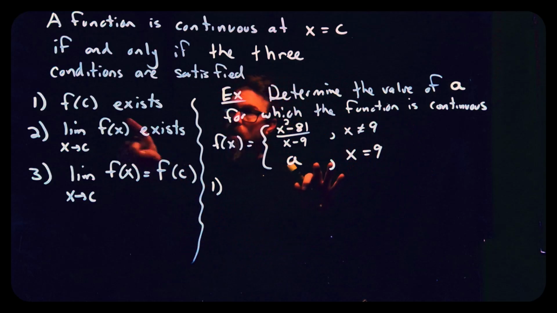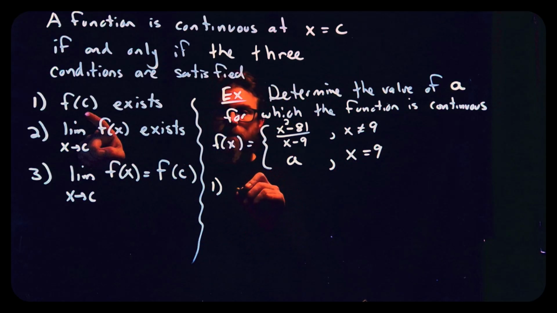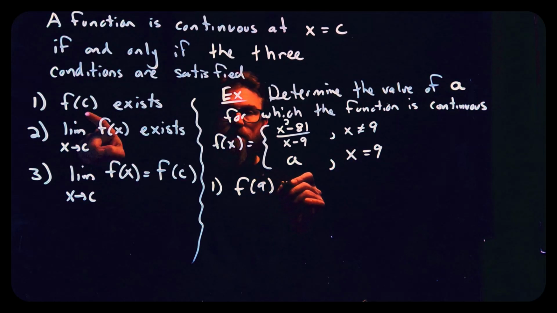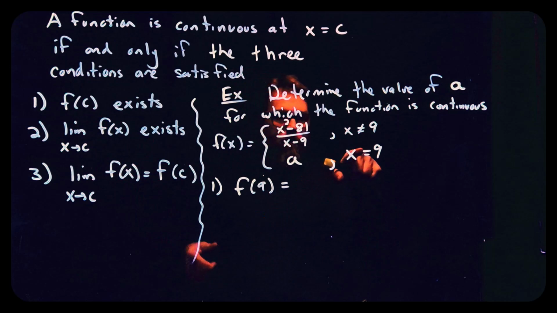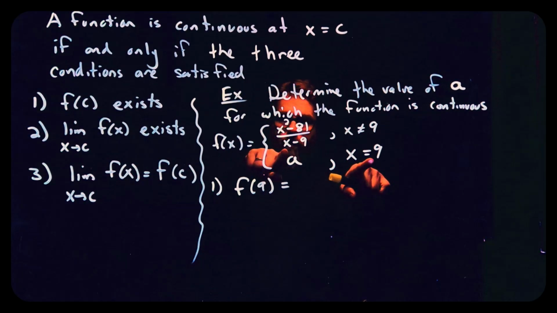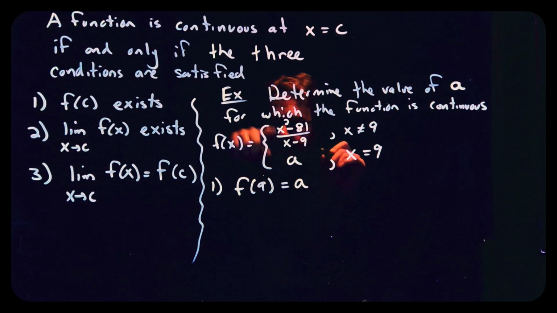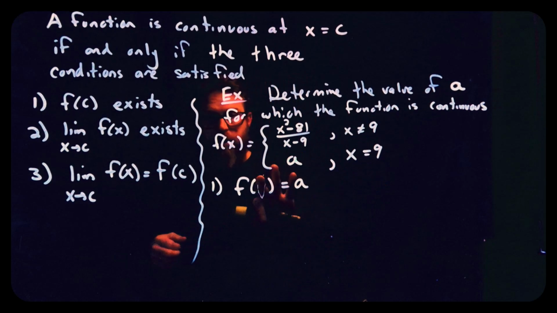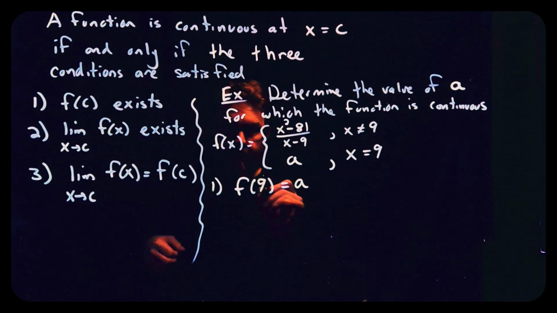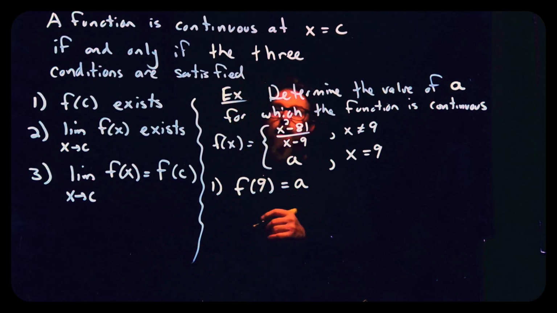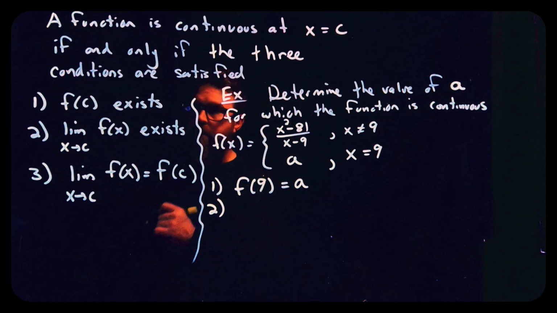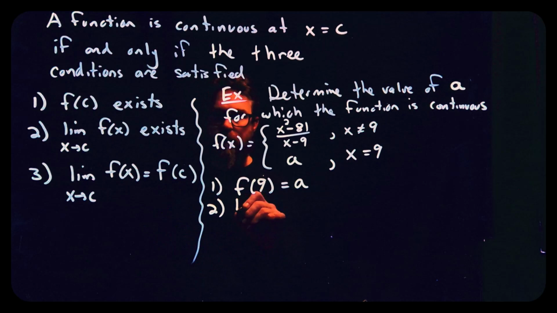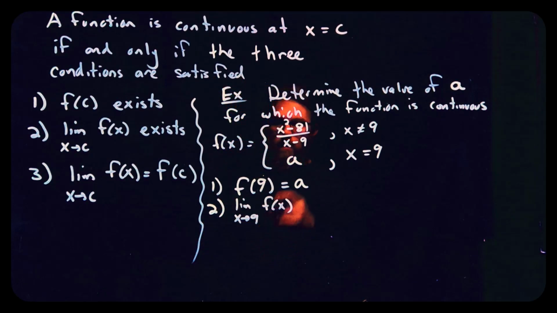So that's going to be our c value. We have to make sure that f of c, or f of 9, exists. Well, when x is equal to 9, the output is equal to a. So f of 9 is a. Therefore, it exists. So f of 9 is equal to a. All right, 2. I know that the limit has to exist. So I know the limit as x approaches 9 of f of x has to exist.